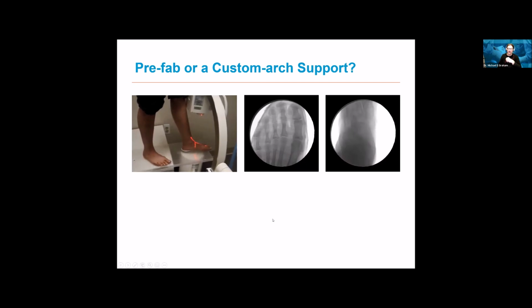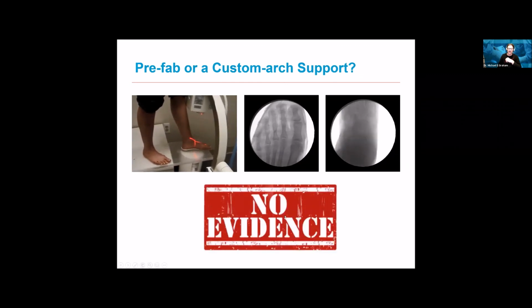The science shows actually the worst, that it gets worse. So that's not true. So why? Because we have the same pathologic event here. The talus is still sliding off the calcaneus. We still have the same deforming forces acting on the first MPJ. So there's no evidence to show that these custom arch supports are going to have a positive effect.